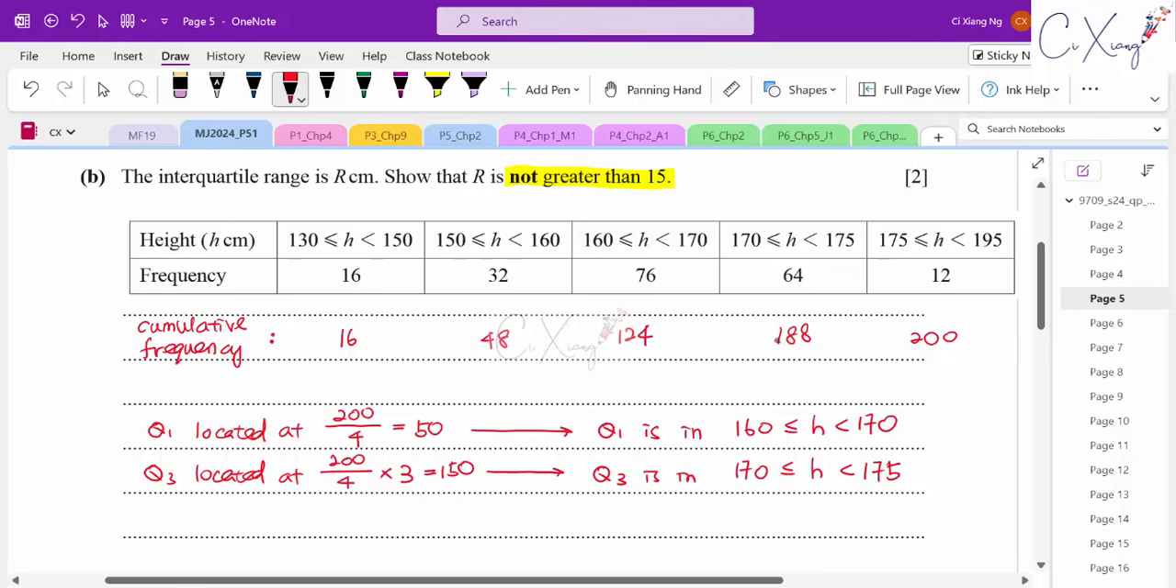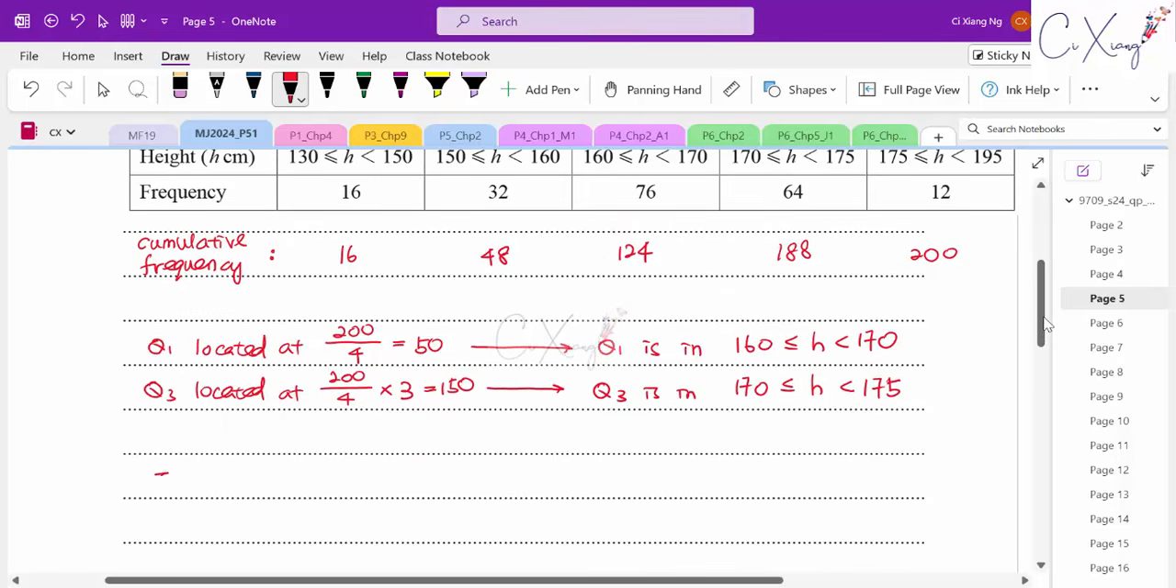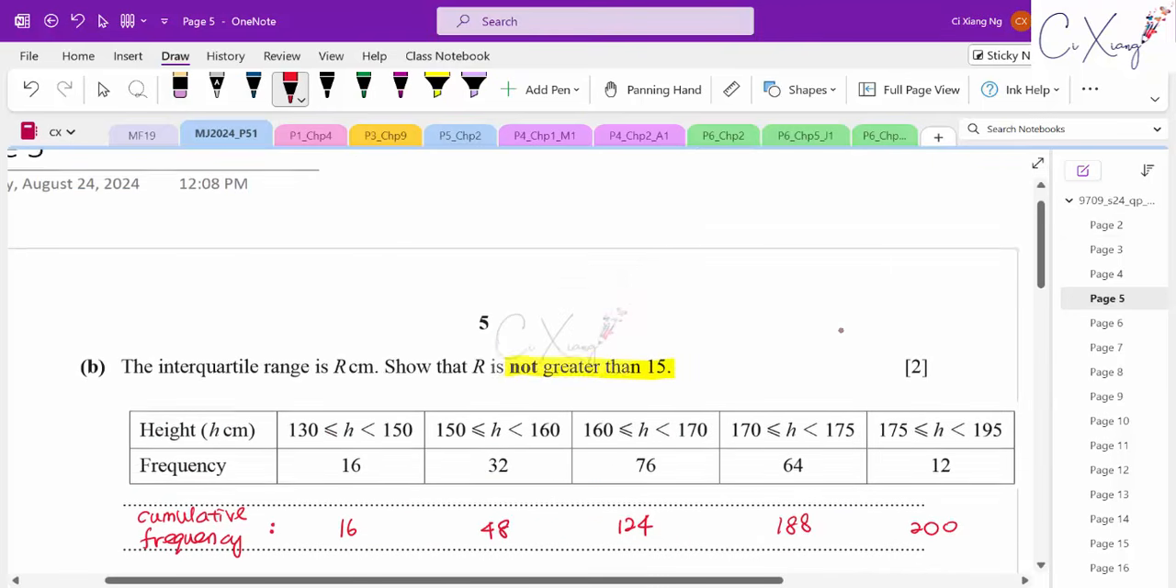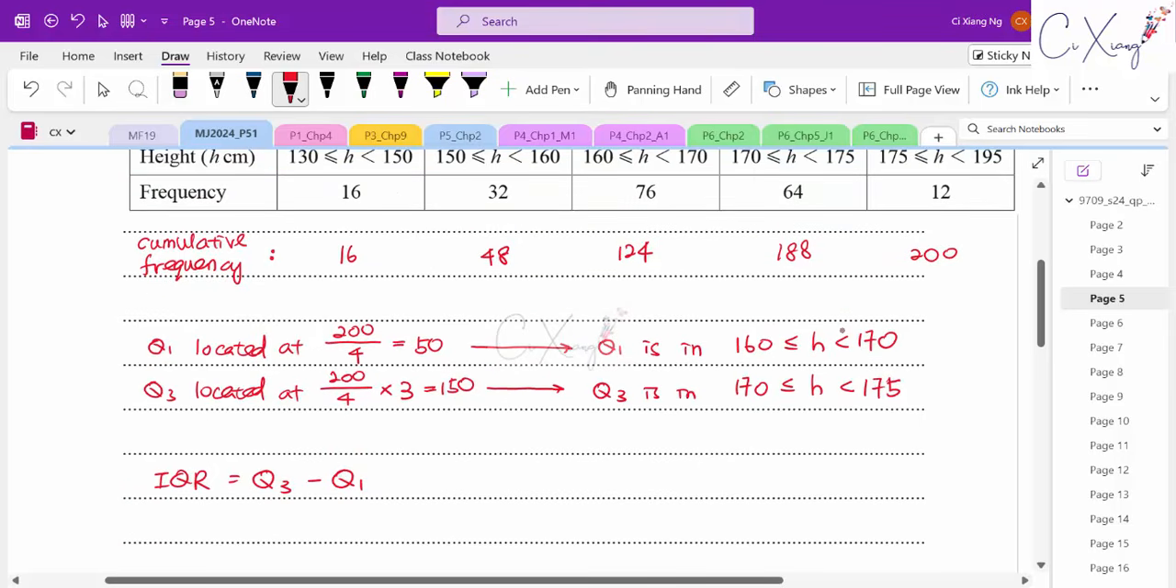And when we are talking about the interquartile range, interquartile range means Q3 minus Q1. And when they say not more than, that means at most the value is 15. So I want to look for the greatest interquartile range. So what's the greatest interquartile range? I have to take the largest value for Q3 minus the smallest value for Q1 so that I can get the interquartile range. So it is 15.